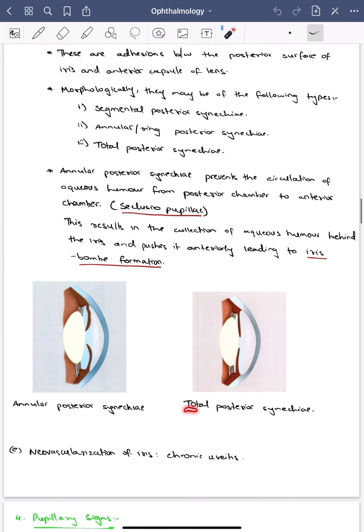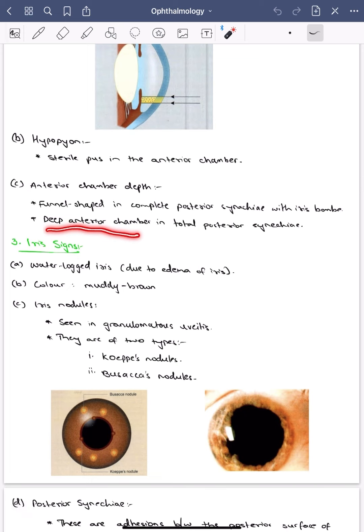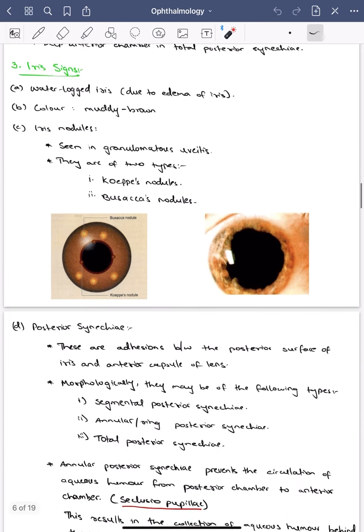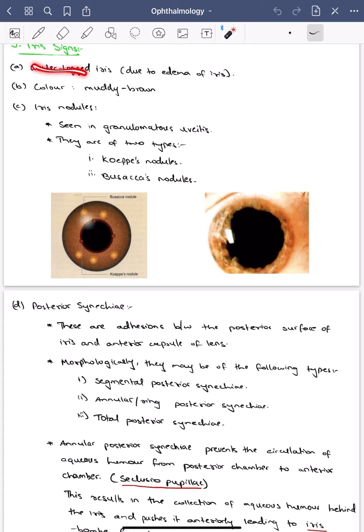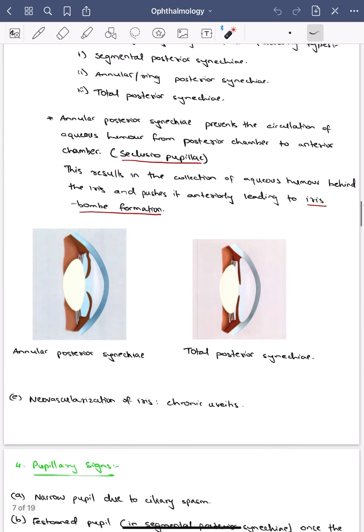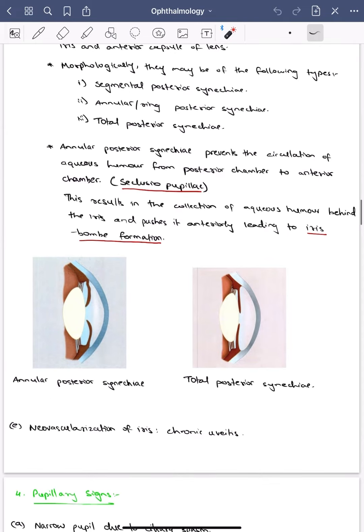In total posterior synechiae, the entire posterior surface of the iris is adhered to the lens, and hence the anterior chamber becomes deep, and that is why we've mentioned deep anterior chamber in total posterior synechiae. So these are the iris signs. Remember, waterlogged, muddy brown iris and nodules may be seen. We have Koeppe nodule and Busacca nodule, and the most important sign is posterior synechiae, which are the adhesions between the posterior surface of the iris and the anterior capsule of the lens. Another sign that can be seen is neovascularization of the iris, and this is seen in chronic uveitis. So the important ones are posterior synechiae, muddy brown, waterlogged iris, and iris nodules.